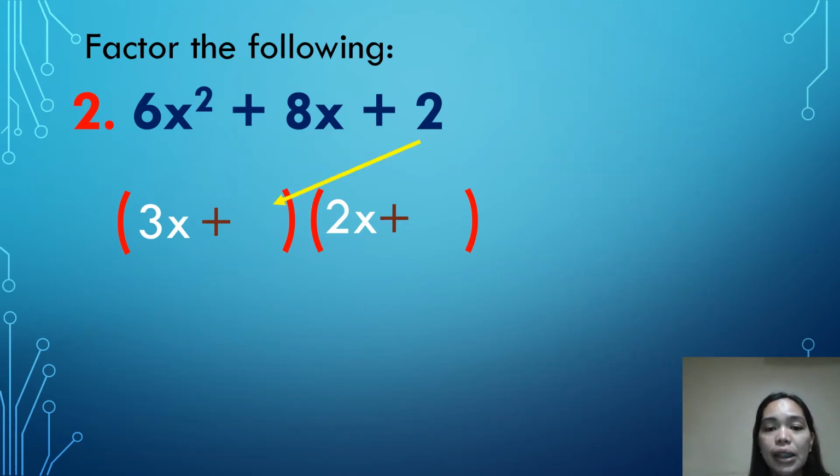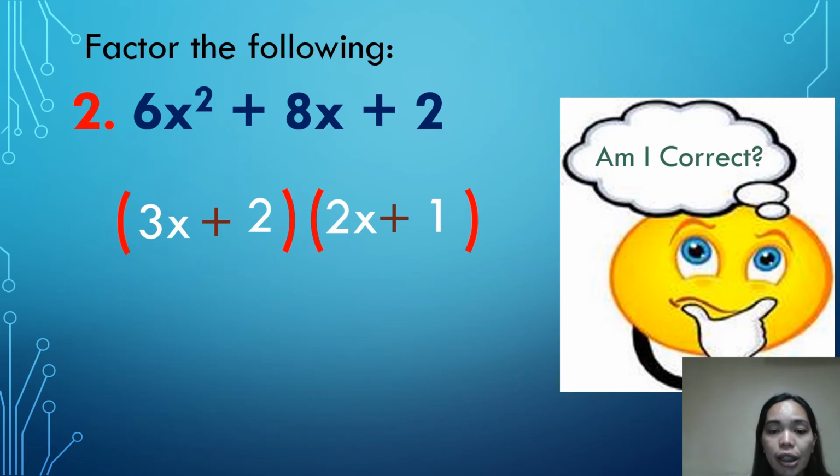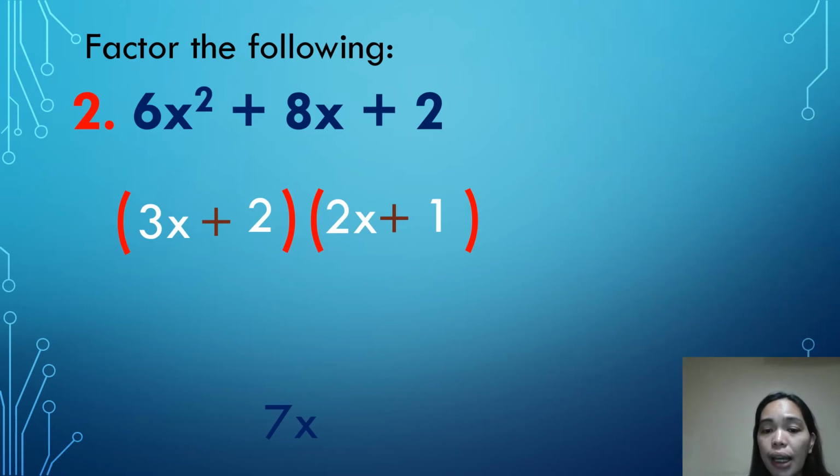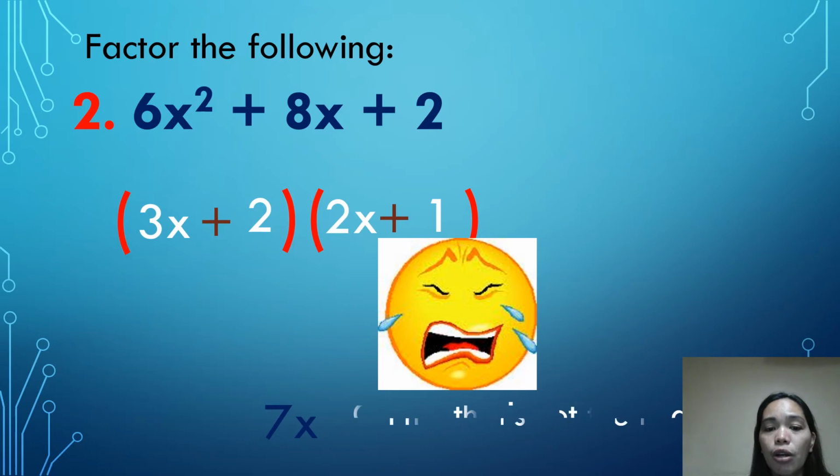So next we will get the factors of the last term. The factors of the last term are 2 times 1. So this is our first trial. Let us try 2 and 1. Let us check if we are correct. The inner term is 4x. The outer term is 3x. The sum of 4x and 3x is 7x. Oops, our first trial is wrong.